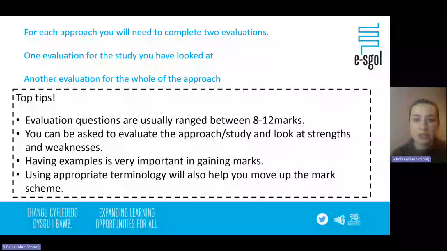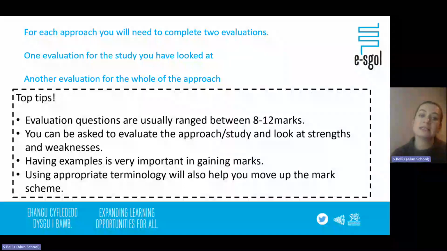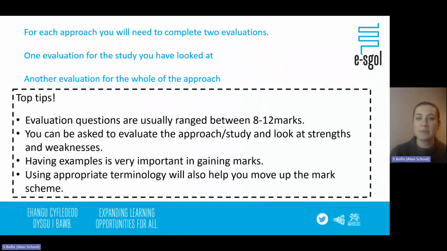Okay, so starting off then, for each of the approaches, and remember that there are 5 different approaches, you will need to complete 2 evaluations. The first evaluation will be for the study that you look at within that approach, and the second one will be for the whole approach, summing up everything that you have learned and looked at.